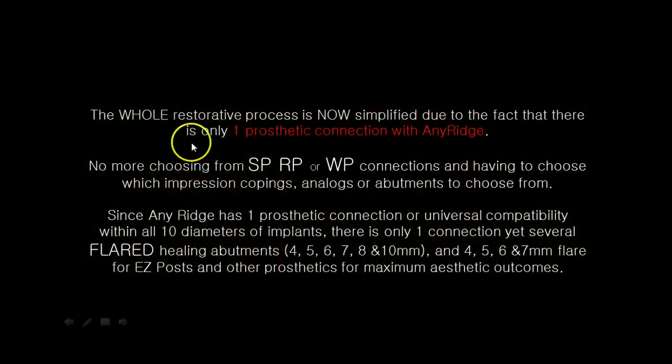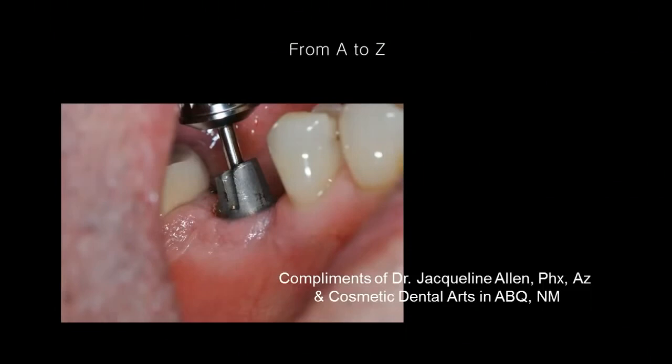Okay? So one of the things prosthetically to mention, again, that we mentioned earlier, is there's no more small platform, regular platform, or wide platform to be dealing with. There's only one prosthetic connection, which is truly liberating from a prosthetic perspective, because it makes your life a lot easier. You no longer have to call me up and say, hey Joel, I need a small platform or a regular platform or wide platform impression coping, because if it's an Anyridge, there's one connection for all of them.